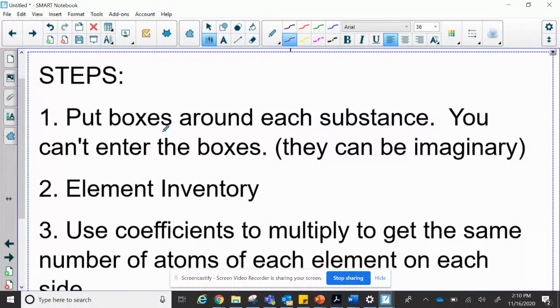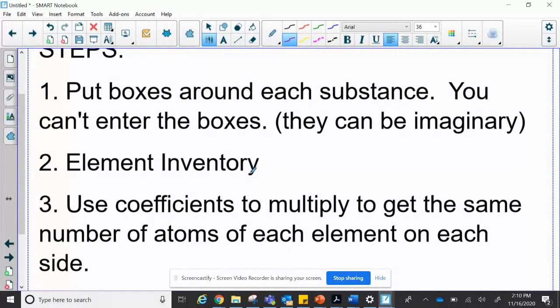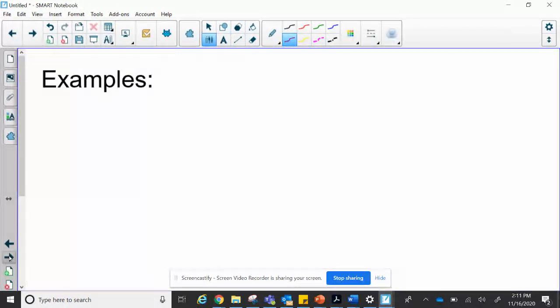Put boxes, even if they're imaginary, around each substance. You can't enter the boxes. Okay, this keeps you from trying to mess with subscripts. You're going to do an element inventory. I'll show you what that is. And then you're going to use coefficients to multiply to get the same number of atoms of each element on each side. So let's do some examples.